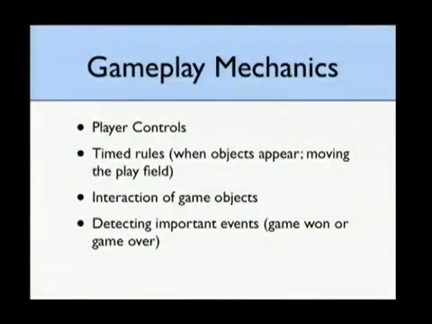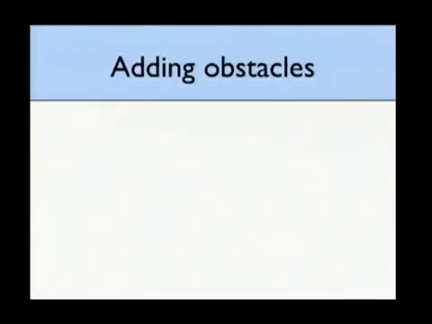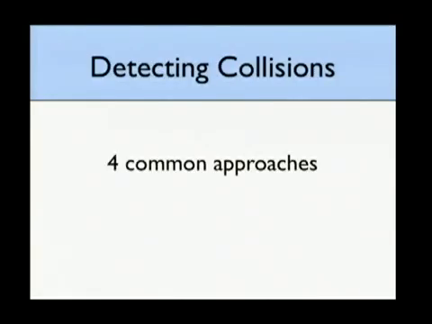We can detect important events in the game, like the player reaching the exit and winning the game, or hitting the spikes and dying, and doing that enough times that they lose the game. So we're going to start off with the middle one, though, the interaction of game objects. We're going to put something into the game that will prevent the player from moving around. To do this, we have to talk about collision detection.